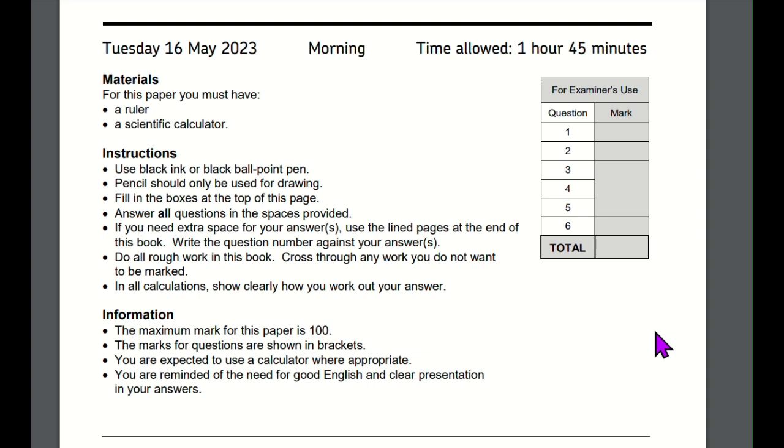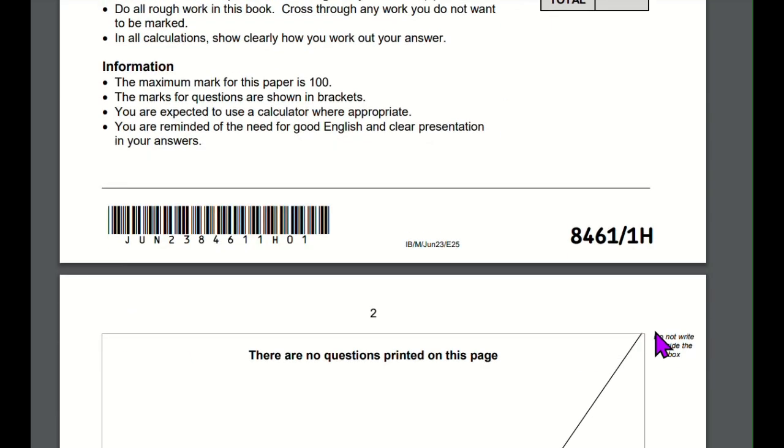This paper is 100 marks, but we'll only be going through question 1. So, let's begin.